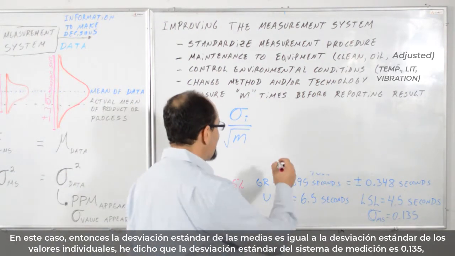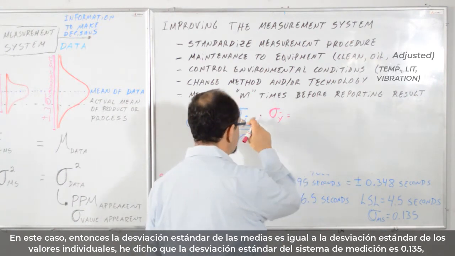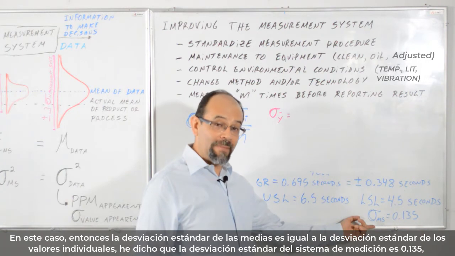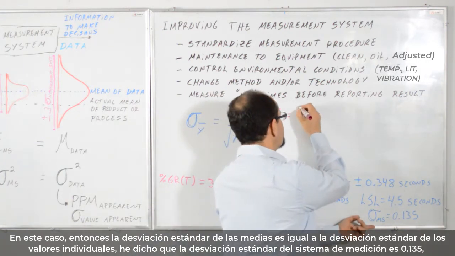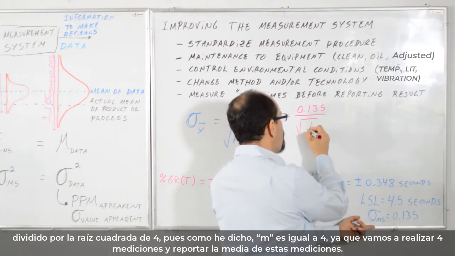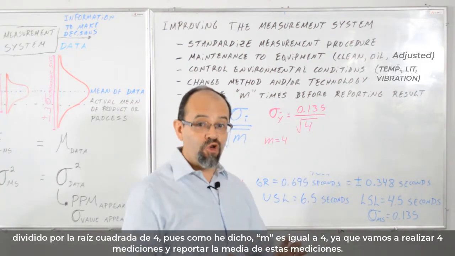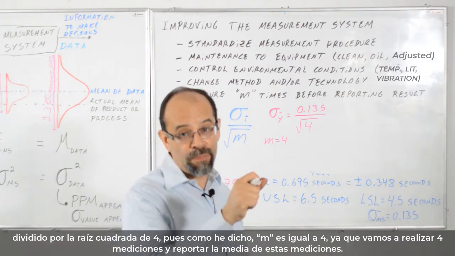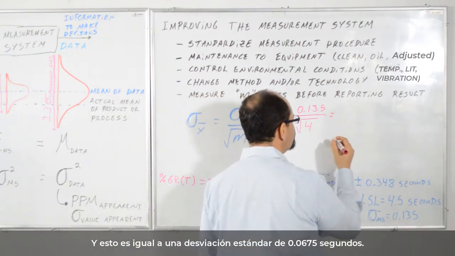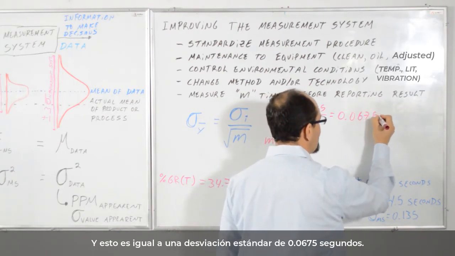If that is the case, then the standard deviation of the mean is equal to the standard deviation of the individual values divided by the square root of m. I have said before that the standard deviation of the measurement system is 0.135, divided by the square root of 4, because m is equal to 4. We are going to do 4 measurements and report the mean of those 4 measurements. Then that is equal to a standard deviation of 0.0675 seconds.